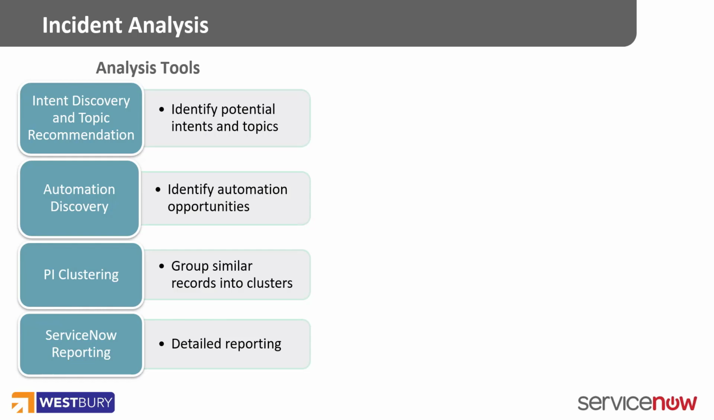Currently, there are 5 tools that can be used to perform this analysis: intent discovery and topic recommendation, automation discovery, predictive intelligence clustering, and ServiceNow reporting. Each of these tools provide insight on patterns found in the analyzed records that are either associated with pre-built intents and/or related topics, or the analysis uncovers patterns in which automation can provide some sort of benefit.